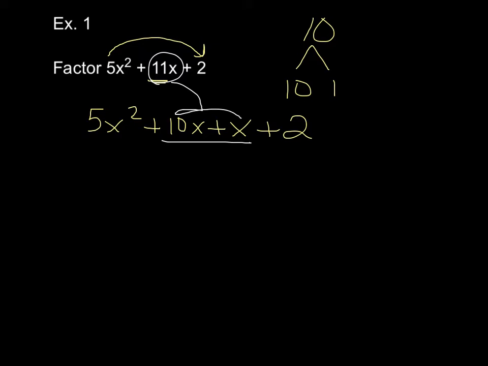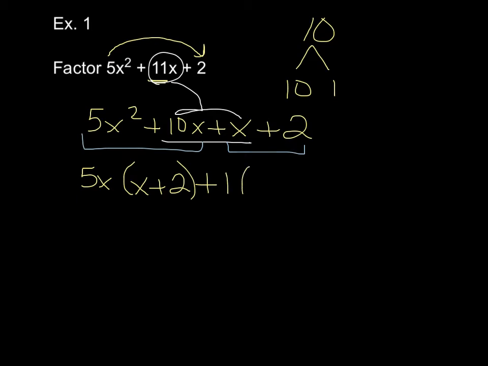So now here comes the grouping part. We're going to group these together, first two and last two, and factor out the greatest common factor of each group. So in the first group, I can factor out a 5x, which will leave me with an x plus 2. Now in the second group, the x and the 2, the only thing I could divide both of those by would be 1. Leaving me with just the x plus 2 in the parentheses.